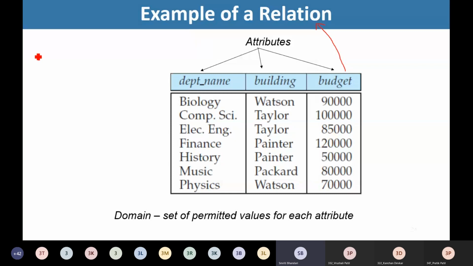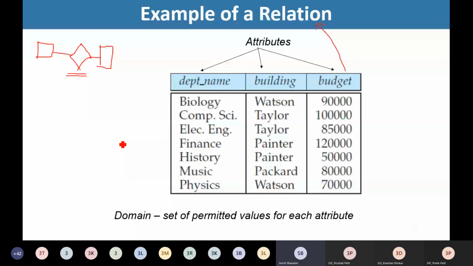In the ER model, we say that a relationship is between two entity sets and we model it using a diamond. So in the ER model, we say that this is a relationship set. But in the relational model, every table that we have is called a relation. I'll repeat, in the relational model, every table that we have is a relation.